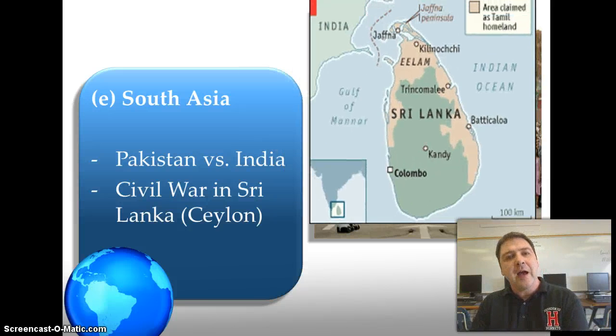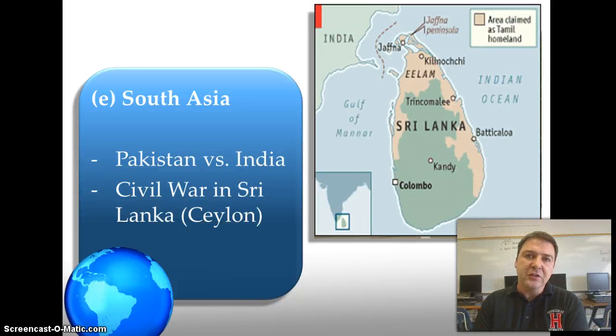We also have had conflict between largely Hindu and largely Buddhist populations on the island of Sri Lanka, also known as Ceylon, where civil war has gone on for over 30 years. Okay, and that concludes what we need to know for Standard 16A.